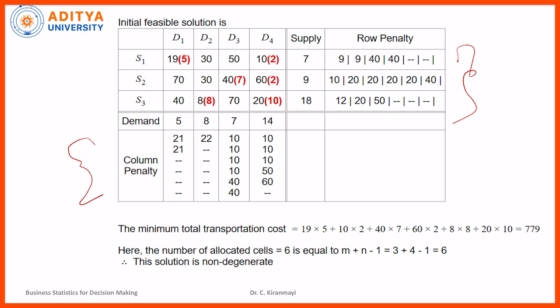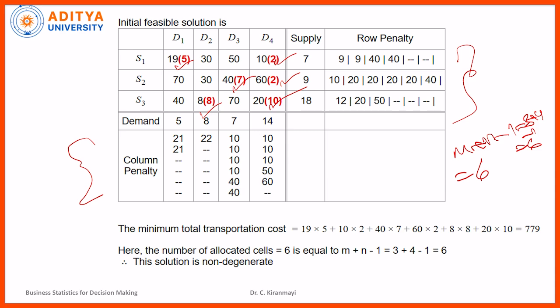Now let us check whether there is degeneracy or not. That is, m plus n minus 1 must be equal to the number of allocations. m plus n minus 1 is 3 plus 4 minus 1, that is 6. Let us count the number of allocations: 1, 2, 3, 4, 5, 6. So there is no presence of degeneracy. The solution is non-degenerate.